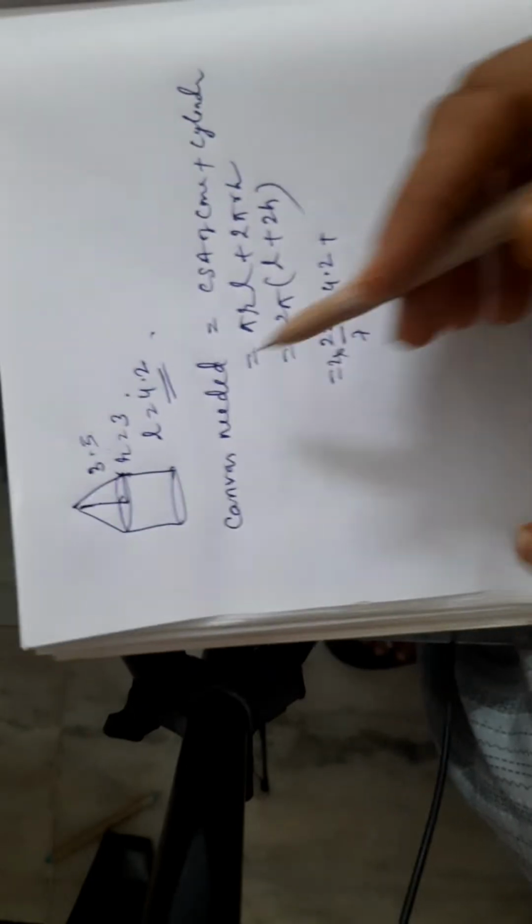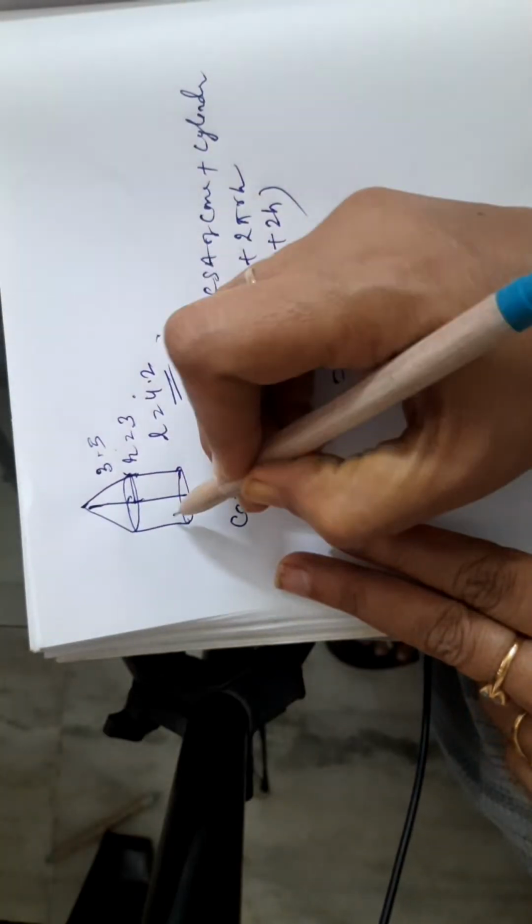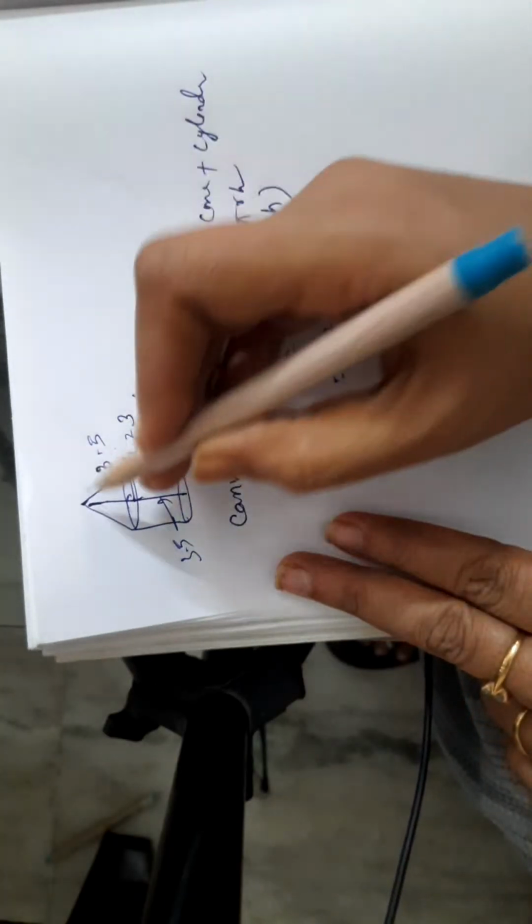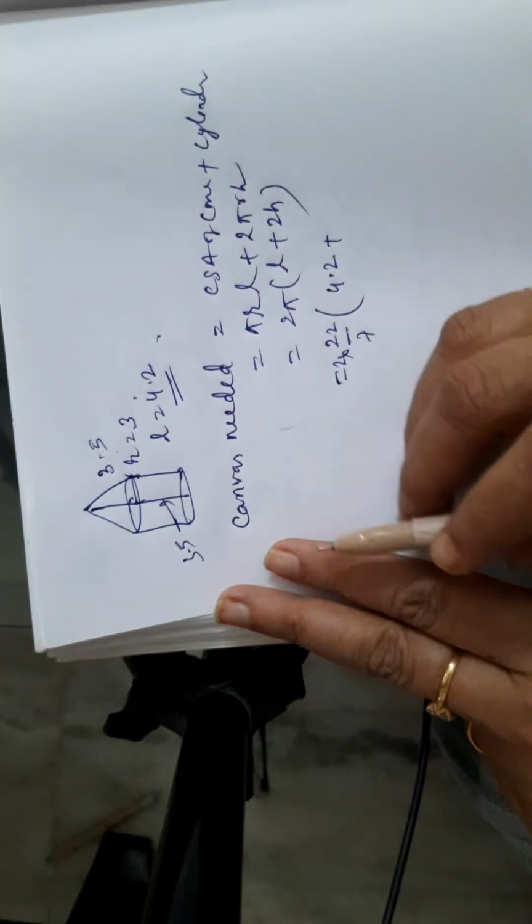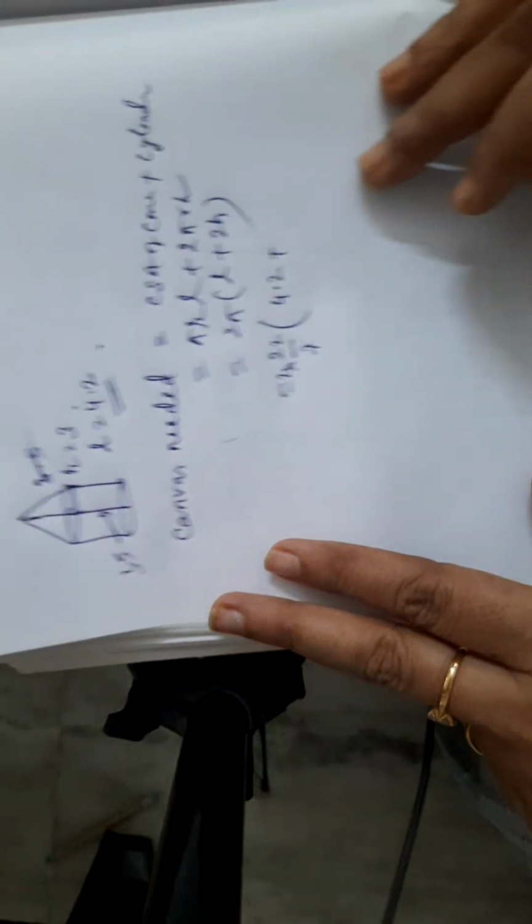3.5. Here, also, a little change is there. For the cylinder, the height is given as 3.5. For the cone, the height is not given, which we need to find.